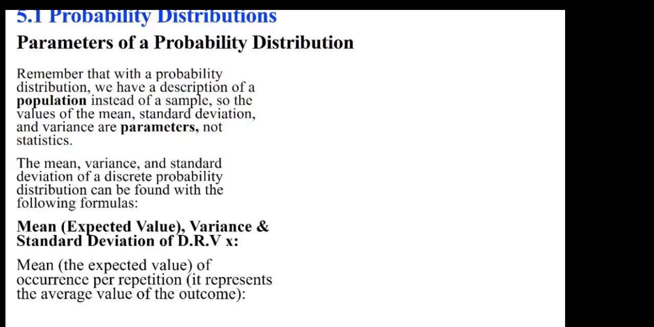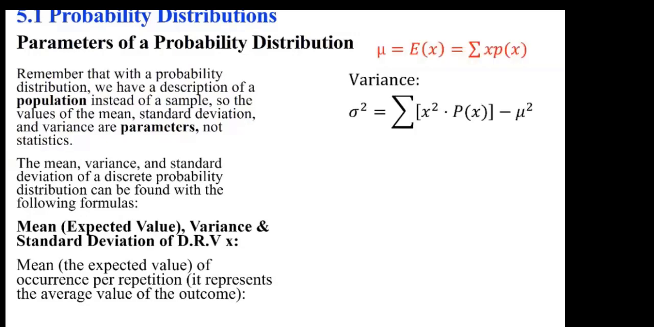So let's look at the formulas. Mu or E of x, the expected value, is the summation of x times p of x. In other words, if you recall the probability distribution table, you just multiply the two columns and it becomes the next column, you add them up. Variance is defined as sigma squared equals the summation of x squared p of x minus mu squared, and sigma is the square root of that.